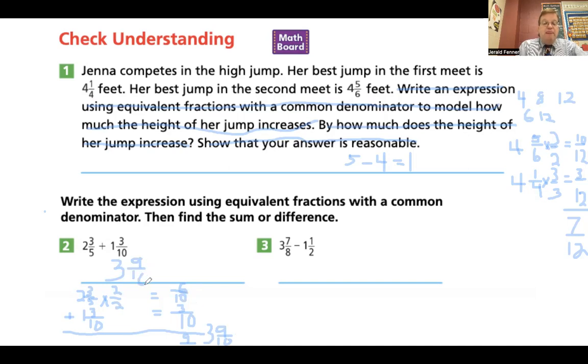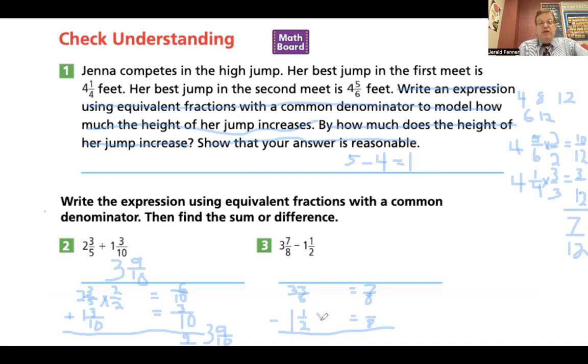And then our last one, we have 3 7/8 minus this time 1 1/2. So if we look at our 8 and our 2, we once again happen to have a common denominator already listed in the problem, and that's going to be 8. Because you can multiply 2 times something to get 8. So we're just going to take this 7/8 over here, and we're going to have to figure out how to convert this 1/2.